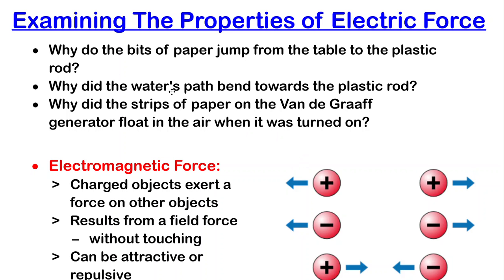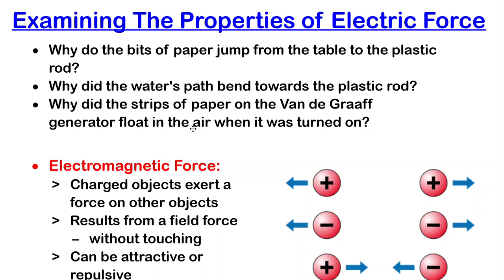So I want to start by returning to some observations that we made during electricity demo day, one of which we saw the bits of paper. When I used the plastic rod and brought it near them, they jumped off the table and were stuck to the plastic rod. We may have done the demo where I could actually curve the water using a charged plastic rod, and we definitely did the Van de Graaff generator, where the strips of paper that were taped to the side floated up in the air. So I guess my question is why? All of those relate to electric force, but why are those occurring?